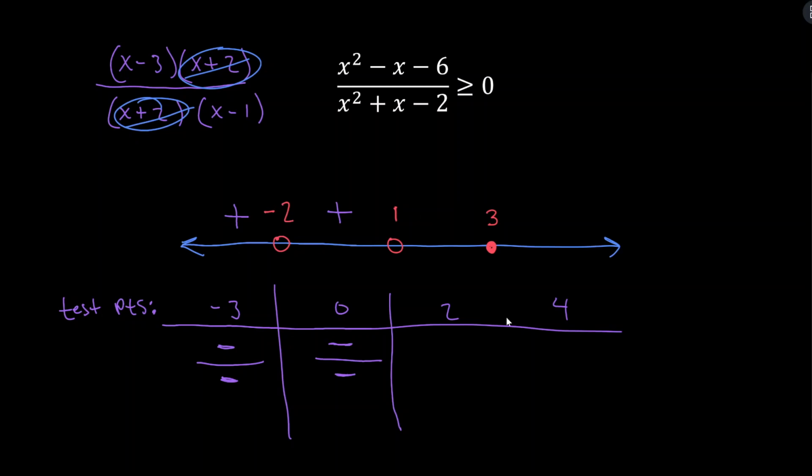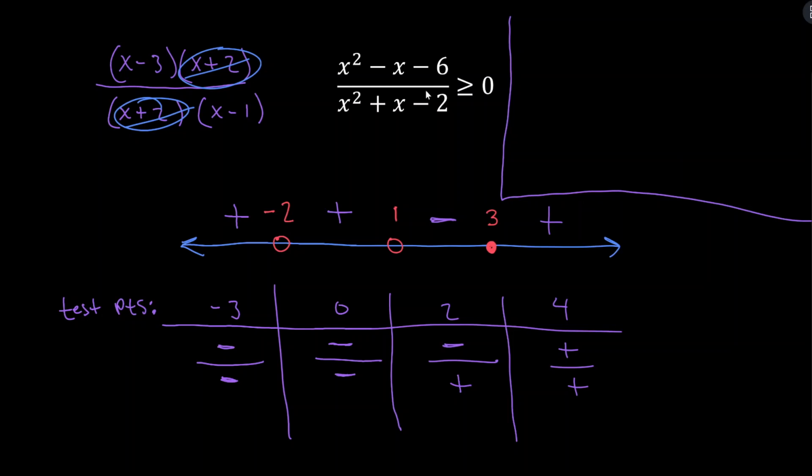All right, let's plug in 2. Figure this section out. 2 minus 3 is negative 1 over 2 minus 1. That's positive 1. Negative over a positive is negative, so we are below the x-axis here. And now we can plug in 4. 4 minus 3 is positive, 4 minus 1 is positive, so we're above here. And so for our final solution set, we want to figure out where this is bigger than or equal to 0. So we're looking for pluses.